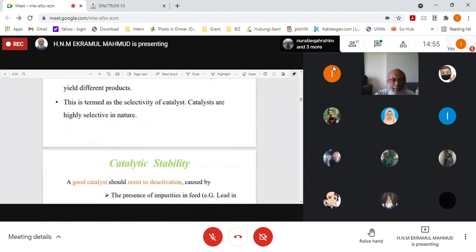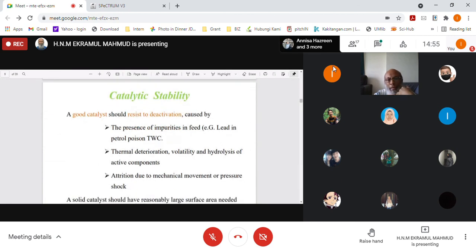So catalysts are highly selective in nature and a catalyst must be very stable. A good catalyst should resist deactivation, which means it should not be deactivated very fast. It should continue giving the service. Deactivation is not desired. It must remain active for as long as it can. So our purpose in choosing a catalyst will be to look at the stability. It will be another choice for us to choose the catalyst. So a good catalyst should resist deactivation. It should not be deactivated so easily, right? This should be our aim in choosing a catalyst.